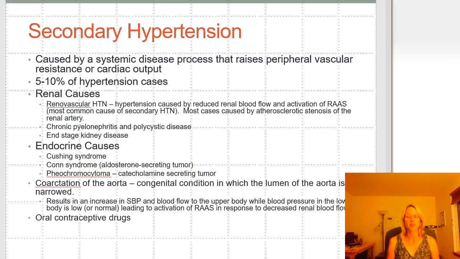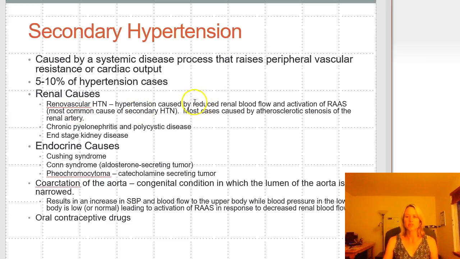Secondary hypertension, on the other hand, is caused by a disease process that raises either peripheral vascular resistance, TPR, or cardiac output, or both, by some systemic disease process. Anyway, secondary hypertension only makes up about 5 to 10% of the hypertension causes. These are divided into renal causes. So we can have renal vascular hypertension. This is the most common cause of secondary hypertension.